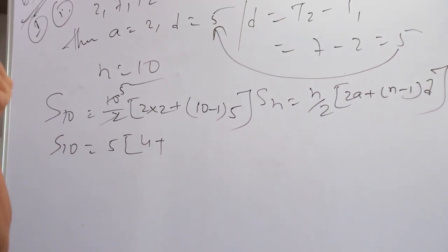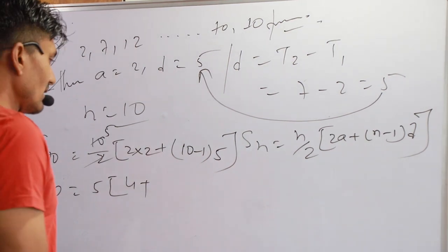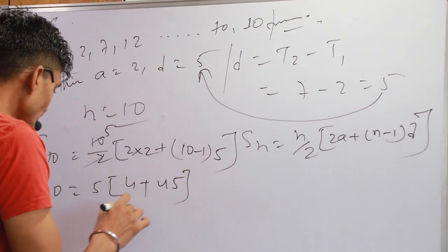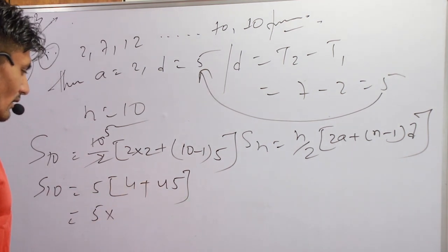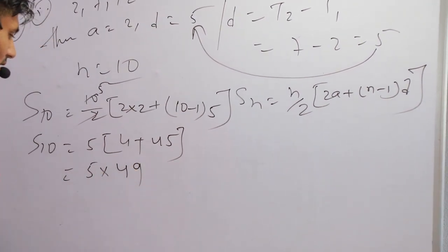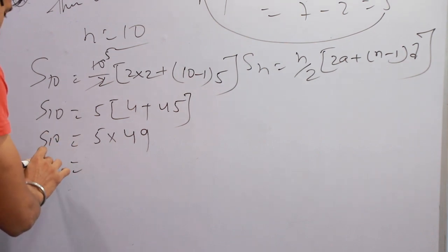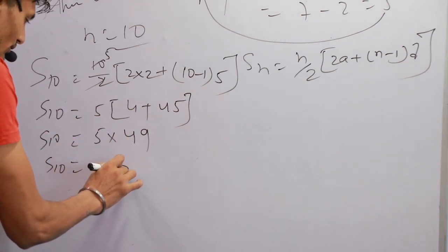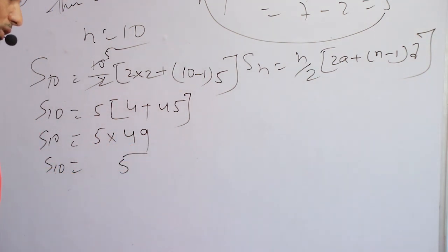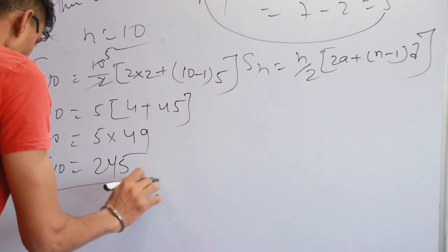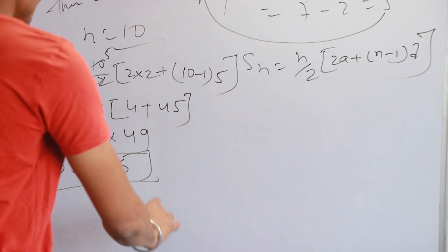9, 10 minus 1, 9 into 5, 45. That is equal to 5 into 45 plus 4, 49. That means S10 is equal to 5 into 49, 245. So the sum of 10th term of given AP is 245. That is our answer.